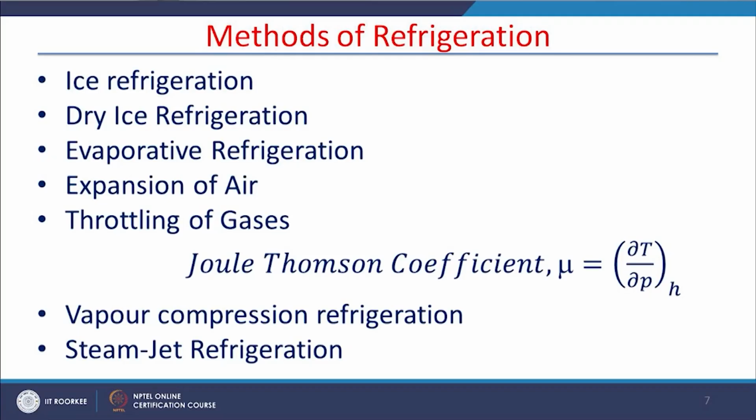The third one is evaporative refrigeration. Evaporative refrigeration methods are widely used in India. The cooling of water in earthen pots is a very good example of evaporative cooling.